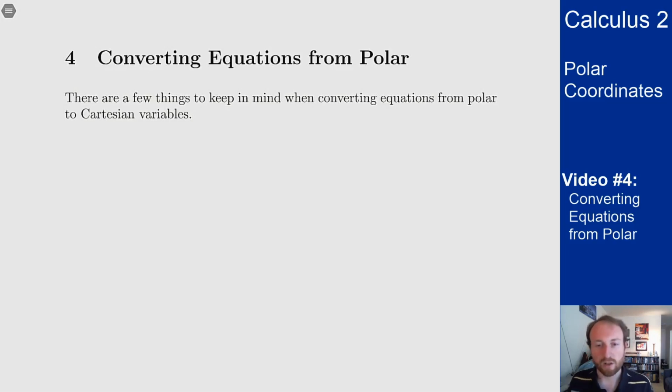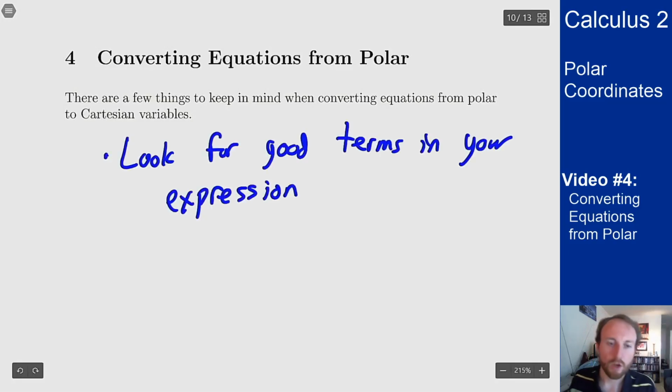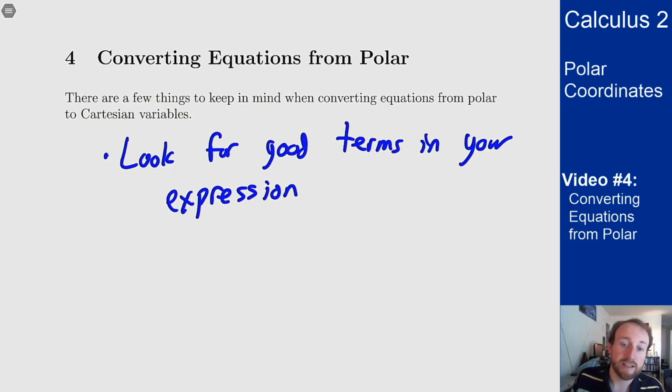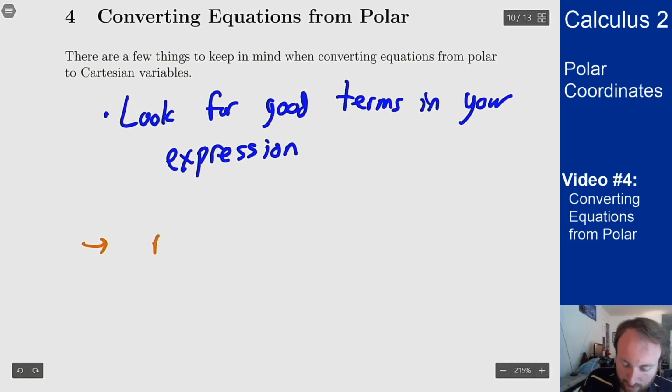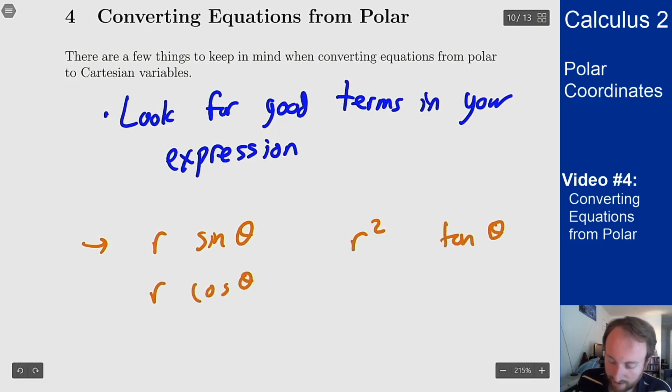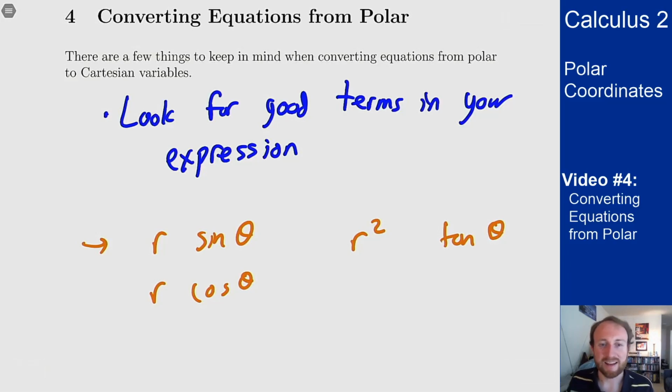And the main thing is you want to look for good terms in your expression. What do we mean by that? We mean things like r sine theta, r cosine theta, r squared, things that convert nicely into x and y. So these are things like r sine theta, r cosine theta, r squared, tangent theta. Sine or cosine by itself is not great because you have to divide by r, and you divide it by a square root, and that gets kind of nasty.